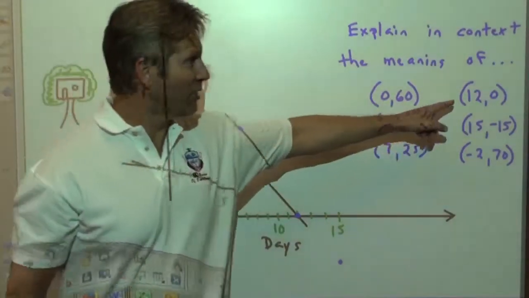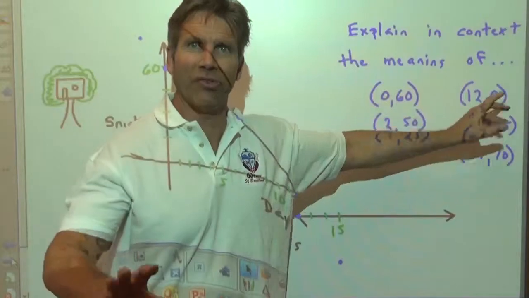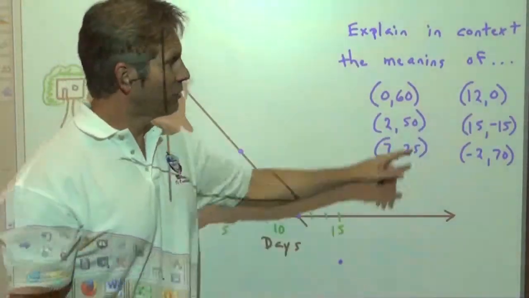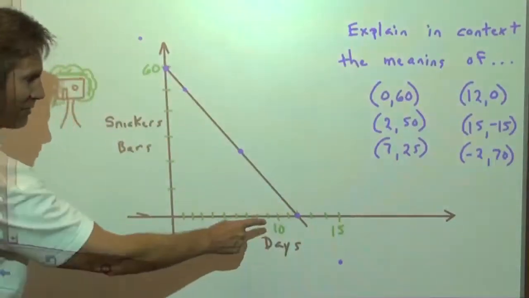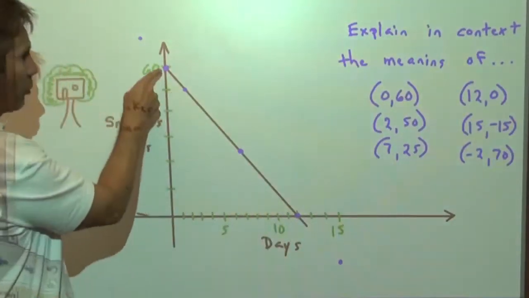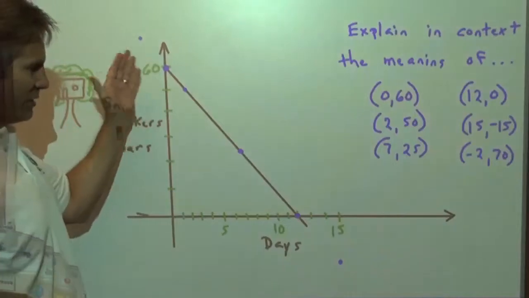Notice, by the way, this guy's pretty important. y is 0 means there's no Snickers bars left. So after 12 days, we done ate up all the Snickers bars. There's none left. That's called the x-intercept. This is the y-intercept, how many Snickers bars at time 0.